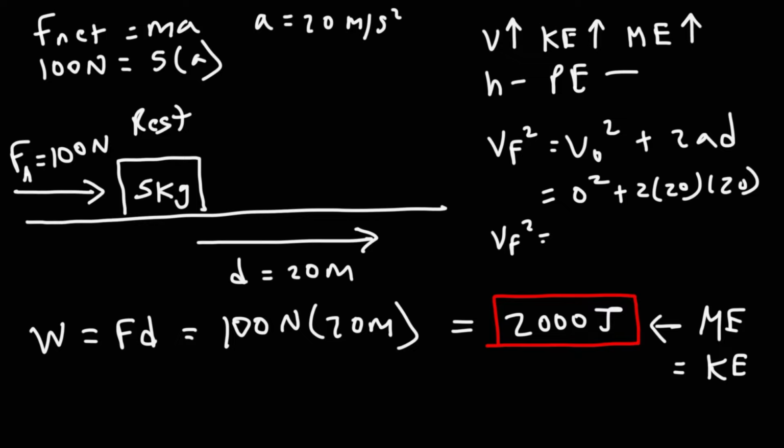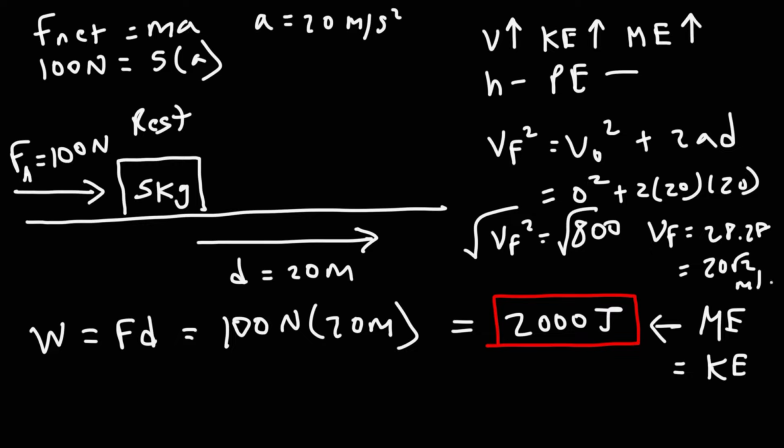20 times 20 is 400, times 2, that's going to be 800. So taking the square root of that, the final speed of this block after this force has moved it 20 meters to the right is 20 square root 2, which if you round that is 28.28. But the exact answer is 20 root 2 meters per second.